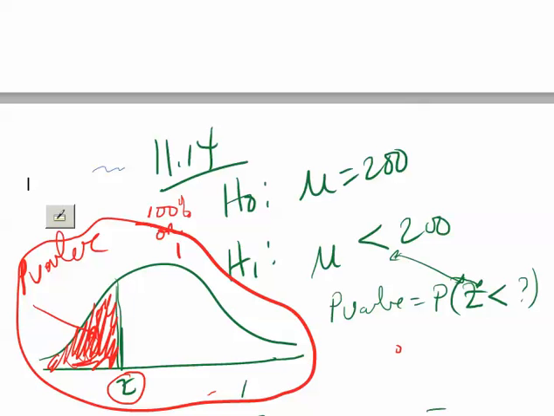So if it's greater than, it's on this side, but you have to subtract it from 1 to get the other leg, right, the other tail. But since this tail is already rolling in from the left, and this is the area that's given to you in the table, there is no need to subtract. I hope that answers your question.